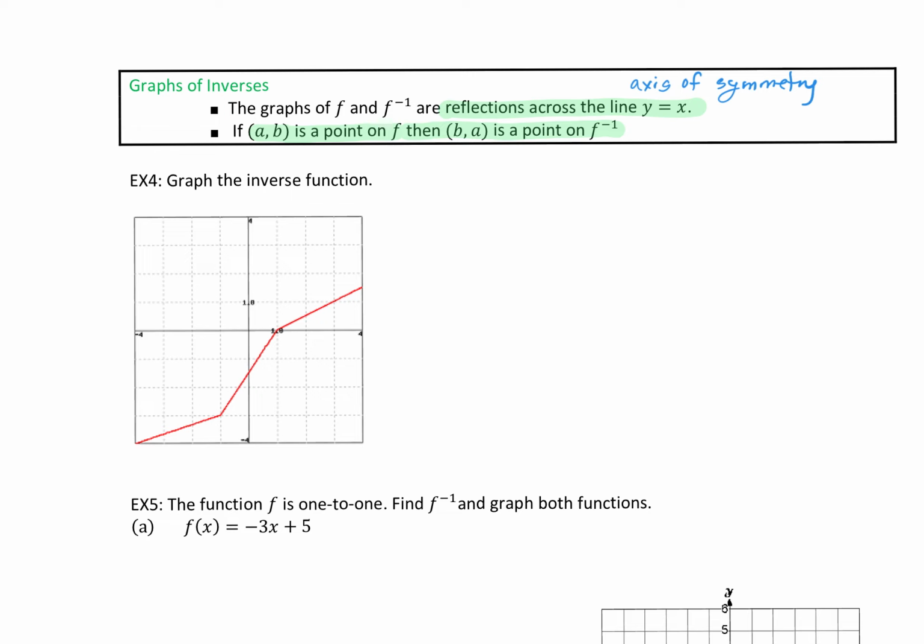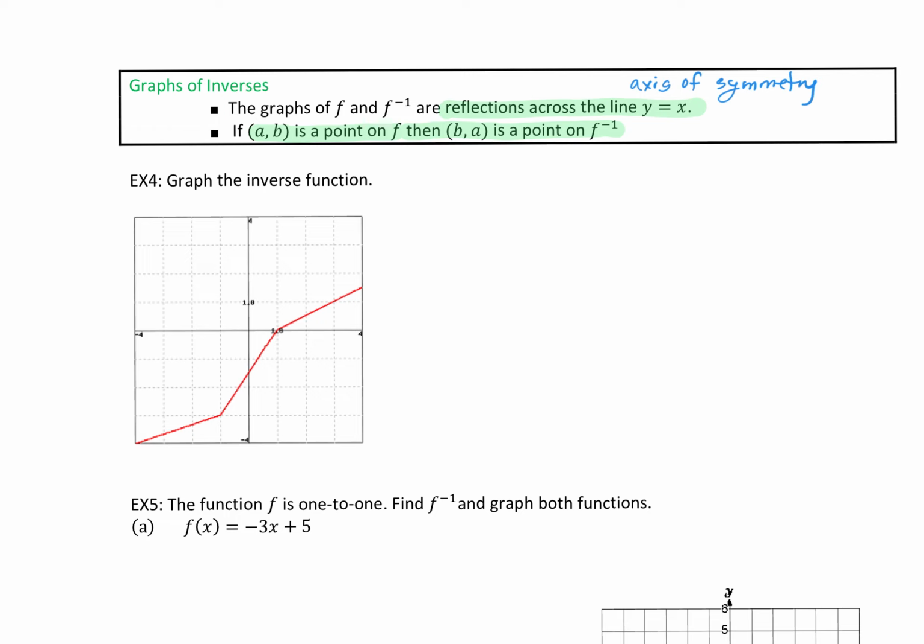Now, looking at this in a larger picture, think about what we're doing when we exchange x and y values. Your x values are the domain, y values are the range. So if you have a function with a domain and a range, and you switch them, then the inverse, its domain will be the function's range, and its range will be the function's domain. You're switching domain and range.